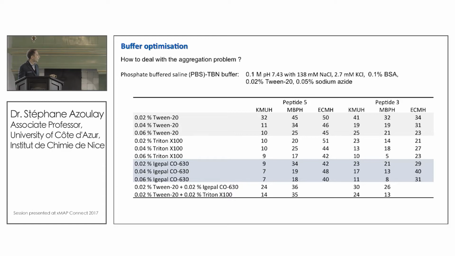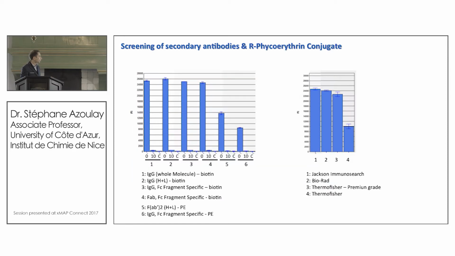However, we also tried some combinations to improve the aggregation problem. We found that Triton was a good compromise between all our peptides. I didn't show you all, and we decided also not to use too much surfactant, to use 0.4% of Triton for all our assays instead of Tween-20 at 0.02%.